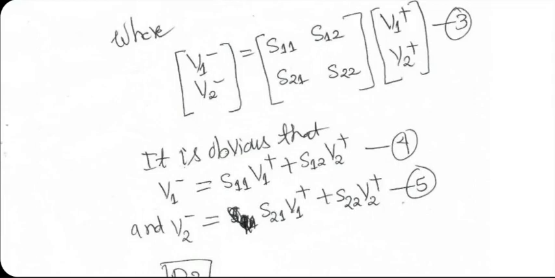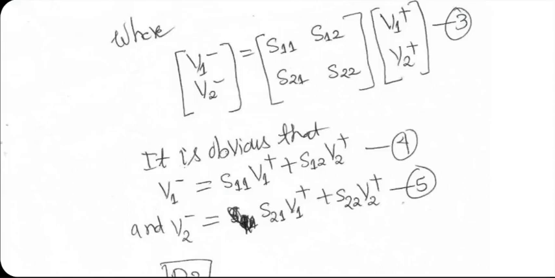Now the 4 definitions S11, S12, S21, S22 are fairly obvious. S11 will be V1 minus divided by V1 plus when V2 plus goes to 0. That means there is no incident voltage on port 2. In practice, we realize that condition by terminating the output port in a matched load so that nothing can get in. We don't need open circuits and short circuits here. We need a matched load. That is the advantage of using S parameters.